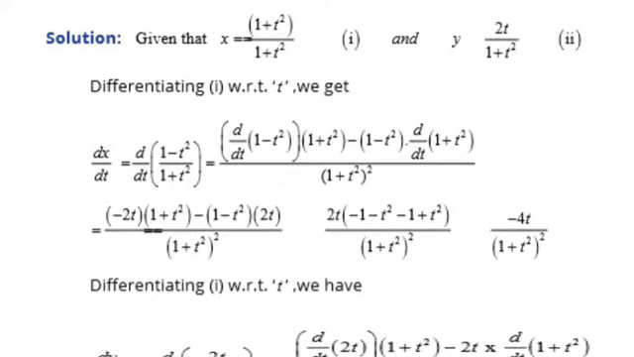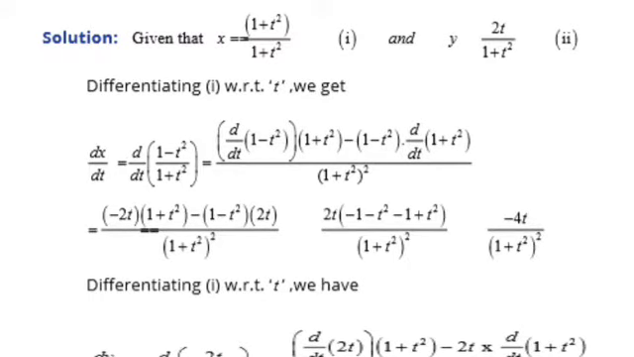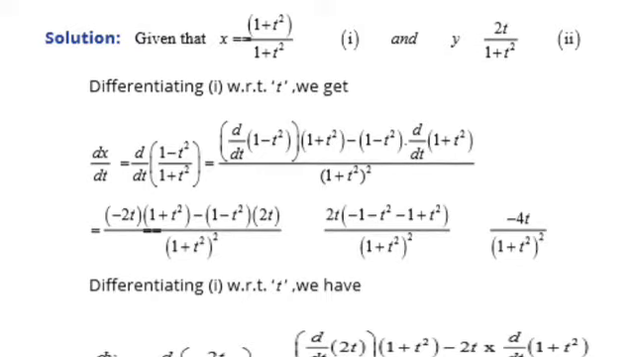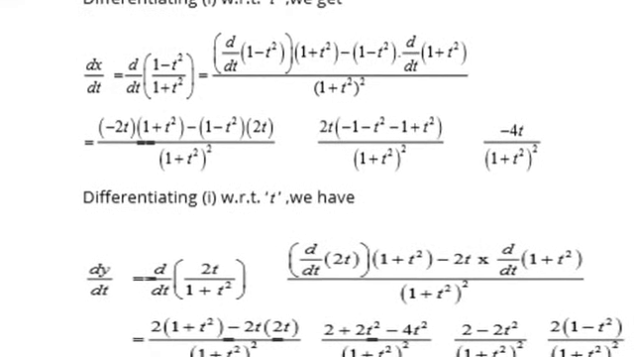The quotient rule is: derivative of numerator times denominator minus numerator times derivative of denominator, divided by the denominator square. You know the derivative of the constant 1 is 0, and the derivative of t square is 2t, because the derivative of x square is 2x. Here the variable is t, so it becomes 2t. In the last bracket again the derivative of 1 is 0, and the derivative of t square is 2t. We multiply these values and the answer is here.